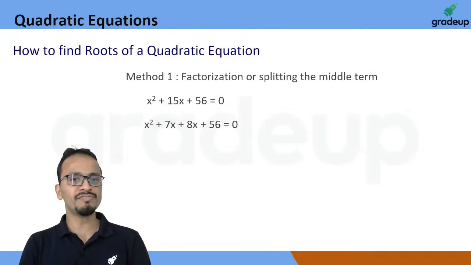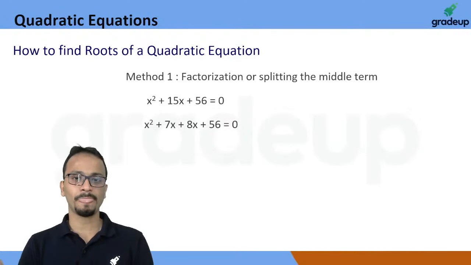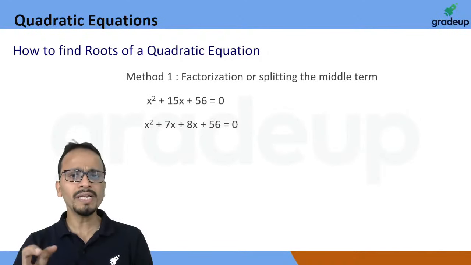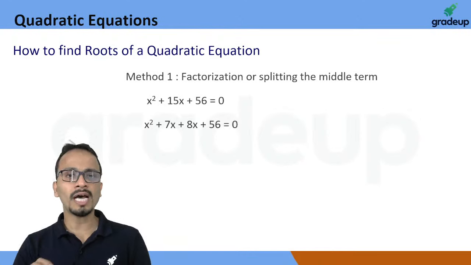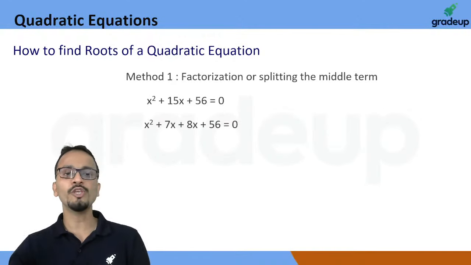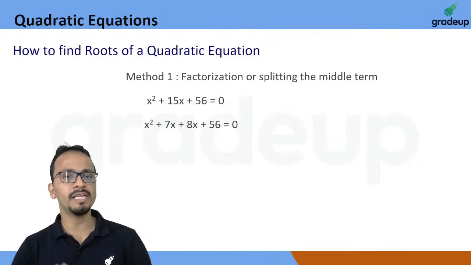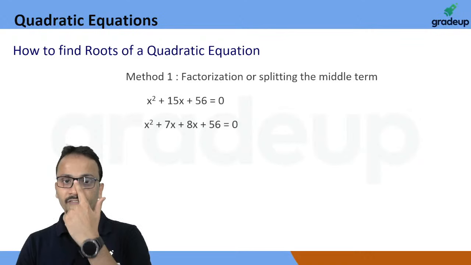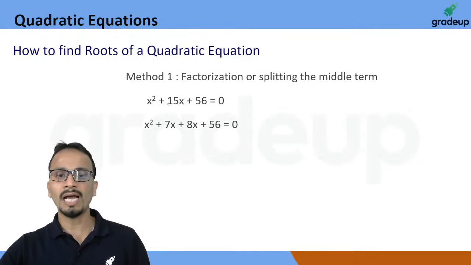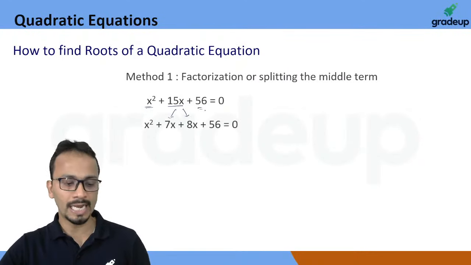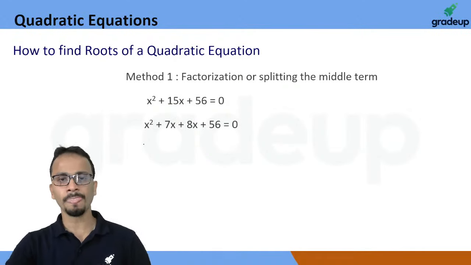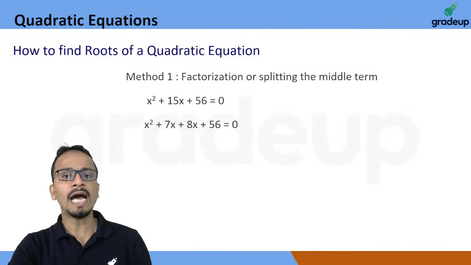So this is the first step. In case you are unable to split the middle term, then we will use the second method, which I'll be explaining in a few minutes. It is not necessary that in every case you will be able to split the middle term and write 15x as two terms whose product is the product of the first and the last term. It will not be possible in every case. But it is possible in this case, so we'll continue and do the factorization.